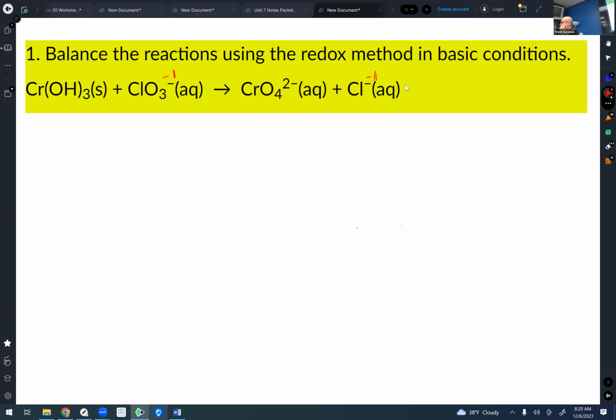Andrew. All right, Andrew, you got it going on that first half reaction that you're writing there, balancing it with the waters. Good start. Then Neil, yes, you got the right half reaction with the number of hydrogens on yours. Good. That's a great start.